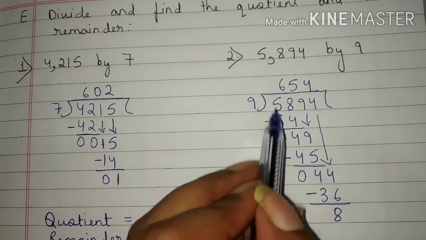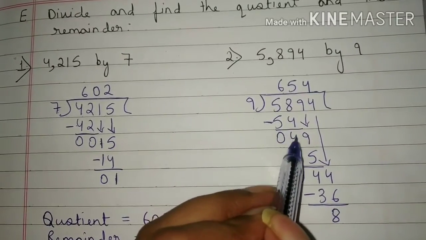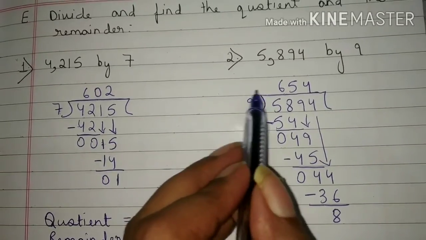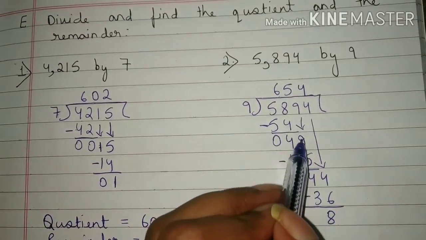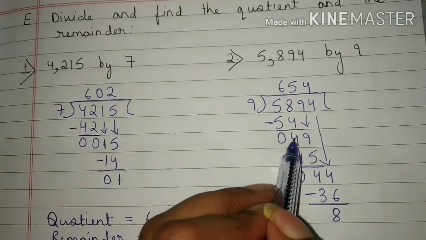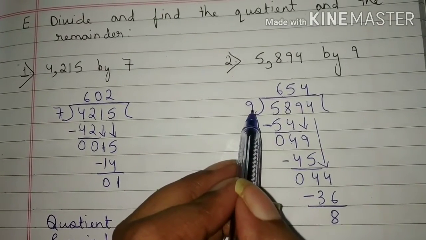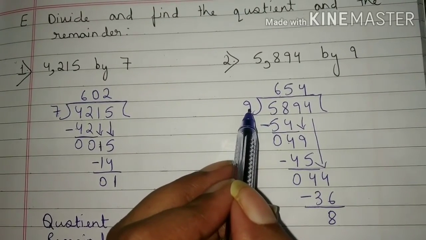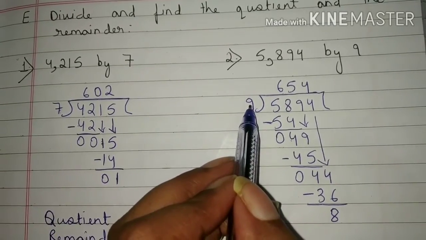Now we will subtract the numbers. 58 minus 54 will give 4. Students, 4 is less than 9. So we will carry down next digit, that is 9 here. Now number become 49. Students, now we will read the table of 9. 9 1 ja 9, 9 2 ja 18, 9 3 ja 27, 9 4 ja 36, 9 5 ja 45.